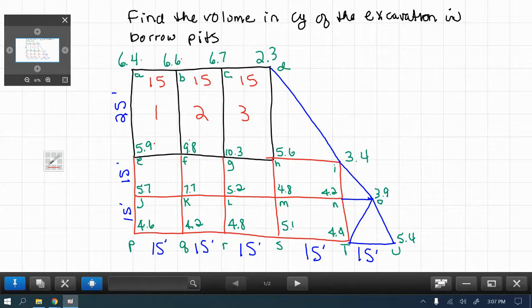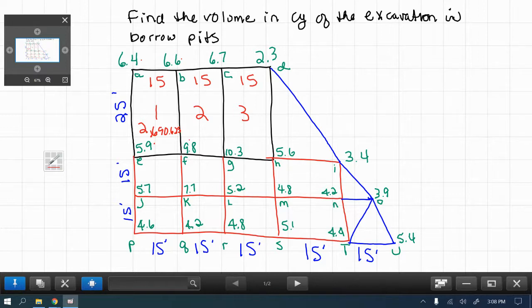So if I did 1, I'll just do 1 like that. If I did 6.4 plus 6.6 plus 5.9 and divide it by 4, that would give me 7.175, and then I would multiply it by the area of the shape, which would be 15 times 25. That would give me a volume of 2690.625 cubic feet. But there's an easier way of doing this.